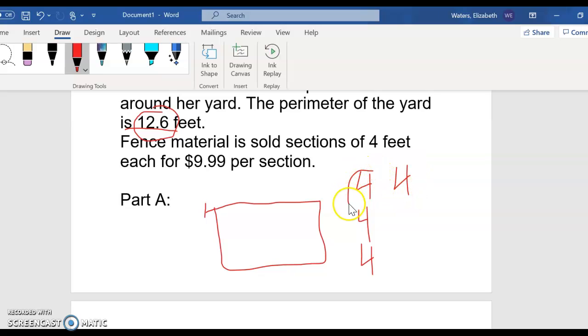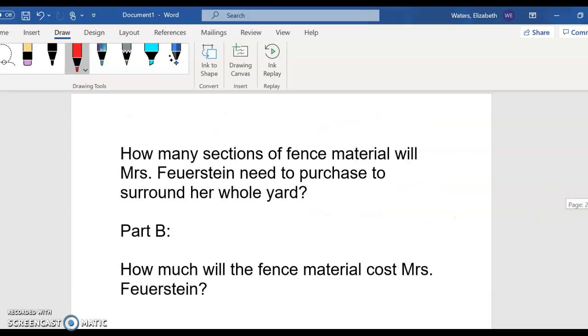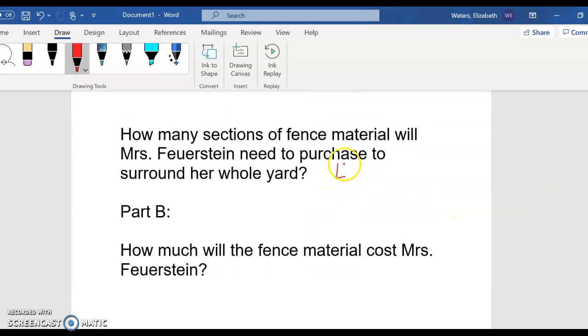So how many sets is that? That's 1, 2, 3, and 4. I'm going to need to buy 4 sections. Even though that's 16 feet and that's too much, I'm going to have to buy all of it in order to cover that entire amount. Because if I only buy 3, that's going to be 12, and that's not going to be enough. So I'm going to need to buy 4 sections. So the answer to part A is 4.